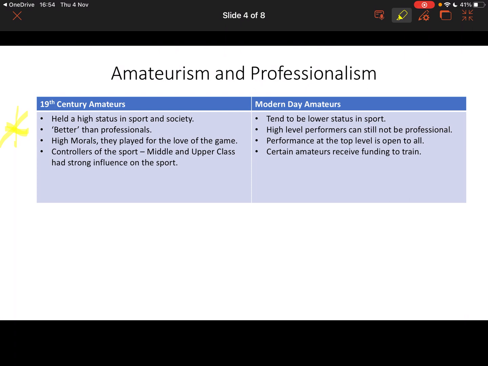Other ones that you might have talked about, taking part was more important than winning, like playing there for the love of the game. They had no desire to train.